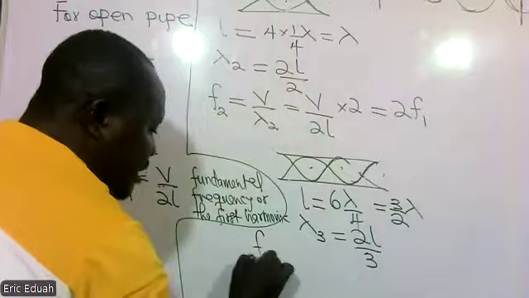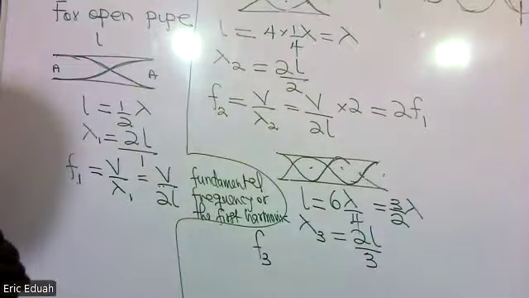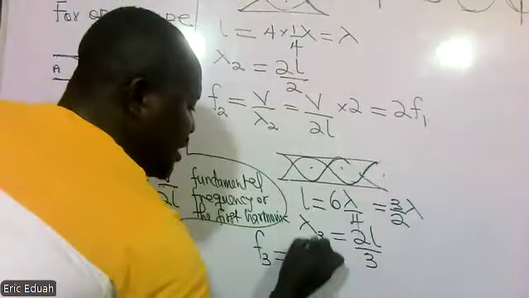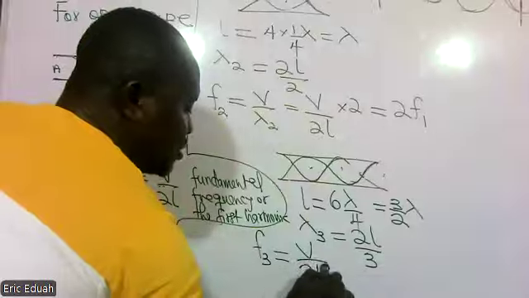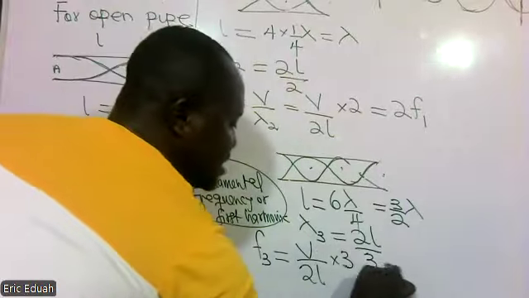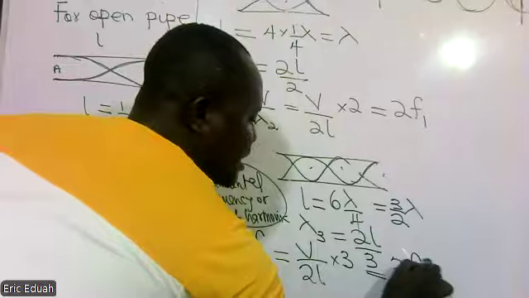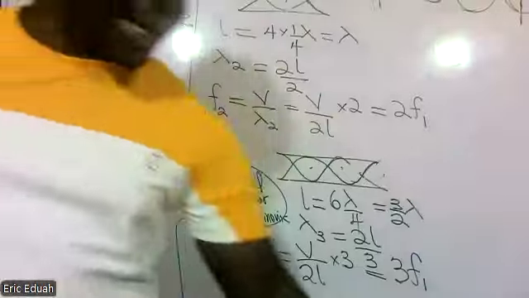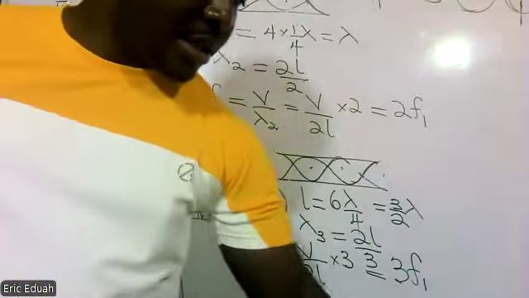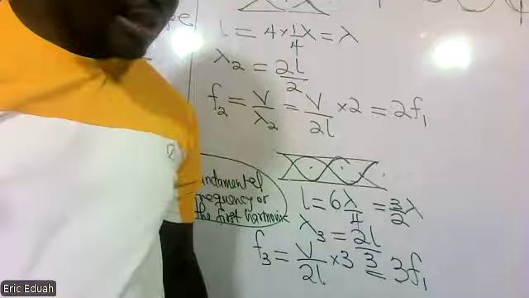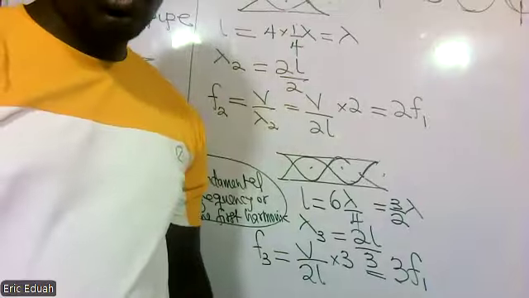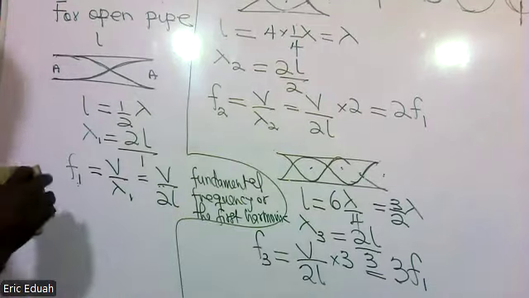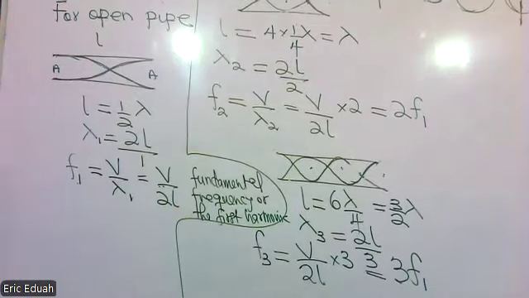F3, the third harmonic, is equal to V over 2L times 3. And this is equal to 3 times F1. So let's draw a general pattern, then derive an expression for the nth harmonic.